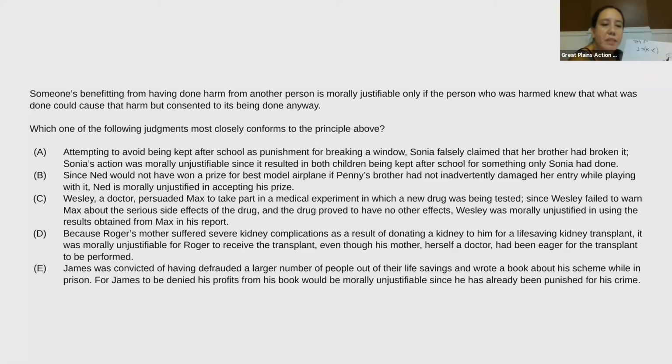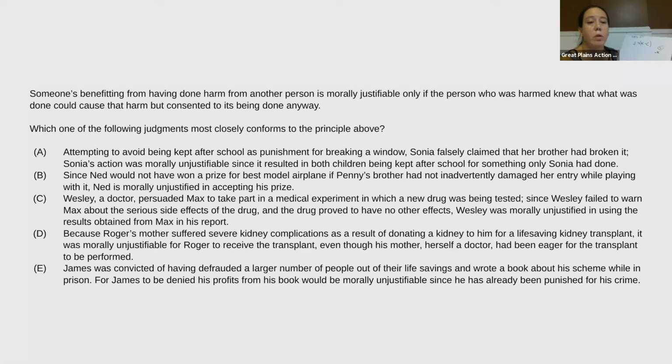E, sorry, lost my place. James was convicted for having defrauded a large number of people, that's a typo, sorry, large number of people out of their life savings and wrote a book about his scheme while in prison. For James to net his profits from the book would be morally unjustifiable since he had already been punished for his crime. All right, so again, our prompt doesn't mention anything about justification being linked to someone having already been punished. All right, so we're gonna go with C.